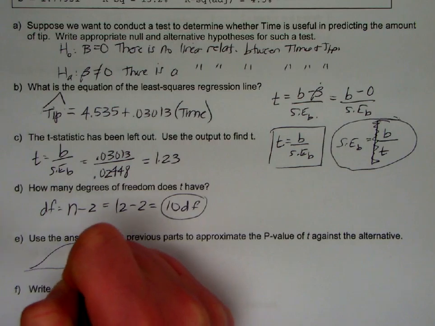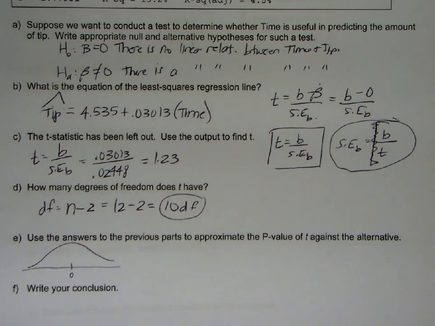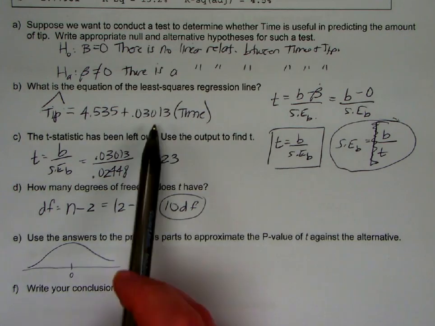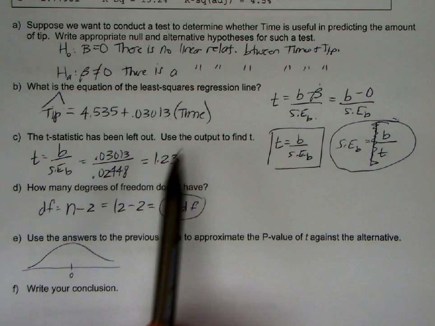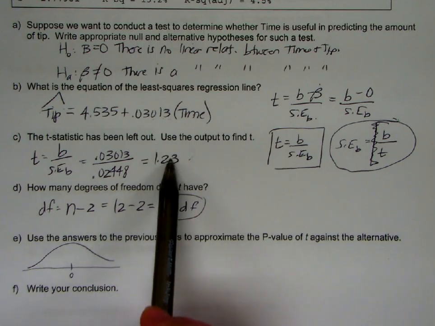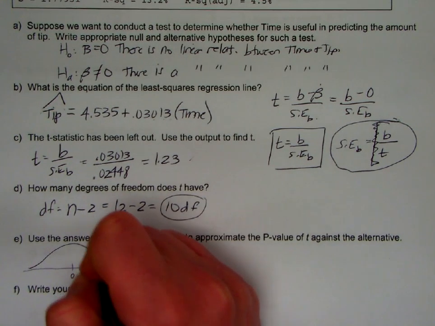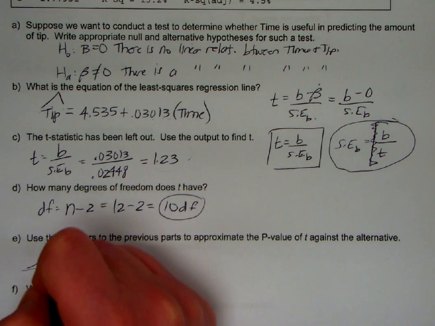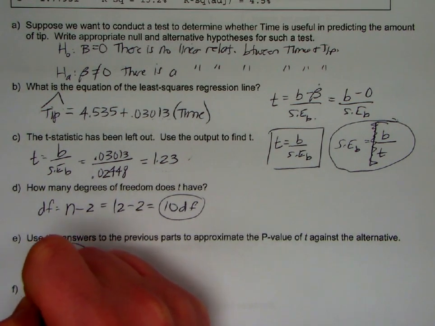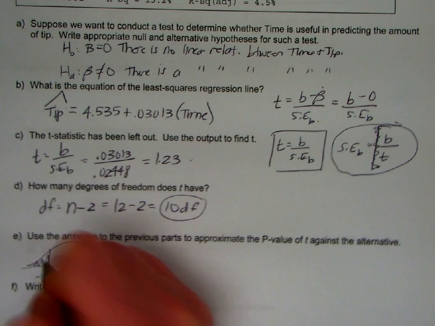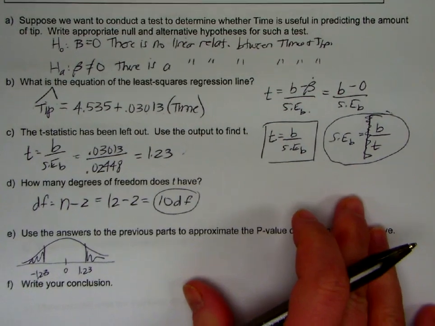Beta goes in the middle, that's 0. You assume there's no linear relationship. We found the t-value for the slope. The slope was 0.03013, and the t-value for that was 1.23. So you're over here, shading to the right, but you're also shading below the same distance. So this is a two-sided test.